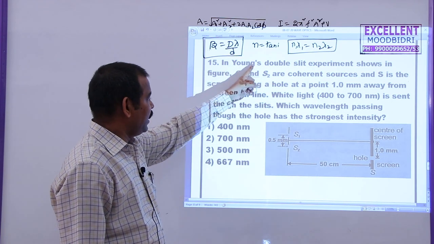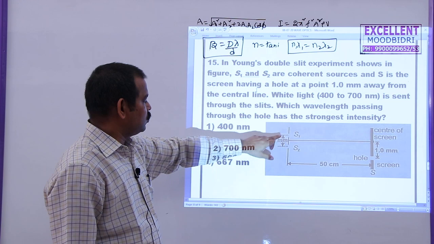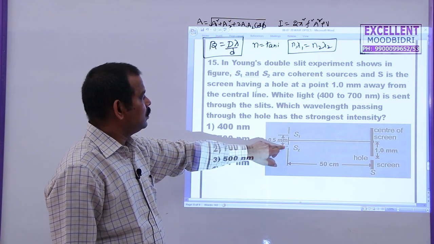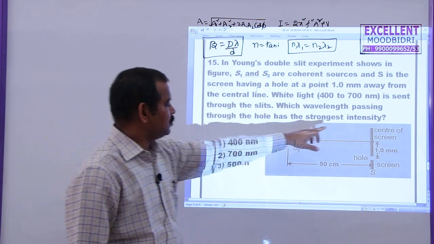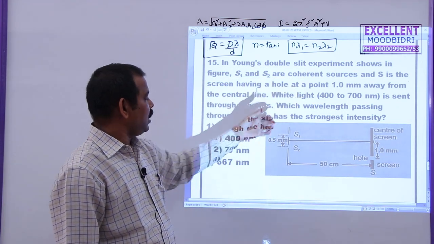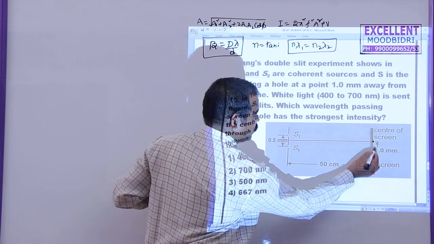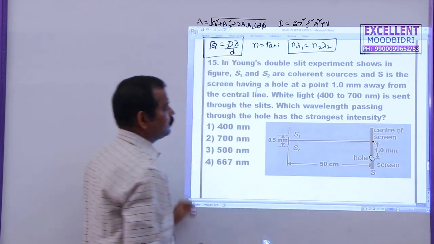15. In Young's double slit experiment shown in the figure, S1, S2 are coherent sources. These are the two coherent sources. And S is the screen. So this is the screen having a hole at a point 1 millimeter away from the central line. So this is the central line, the central fringe. At 1 meter distance here there is a hole.